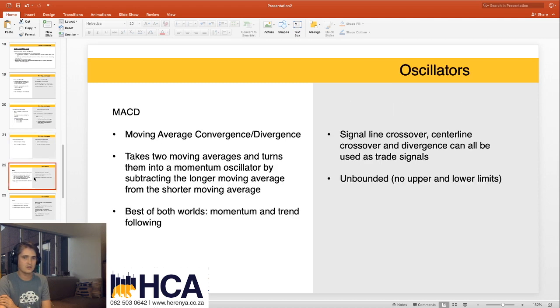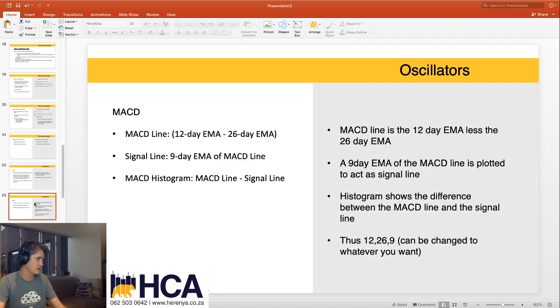We then looked at different oscillators. We started with the MACD. MACD basically stands for moving average convergence divergence. It takes two moving averages and turns it into sort of a visual momentum-based indicator that we can see, right? So it looks at what the trend is as well as what momentum is doing. It consists of a signal line or a crossover line, a center line, and we look for divergence, and there's also a bit of a histogram to it.